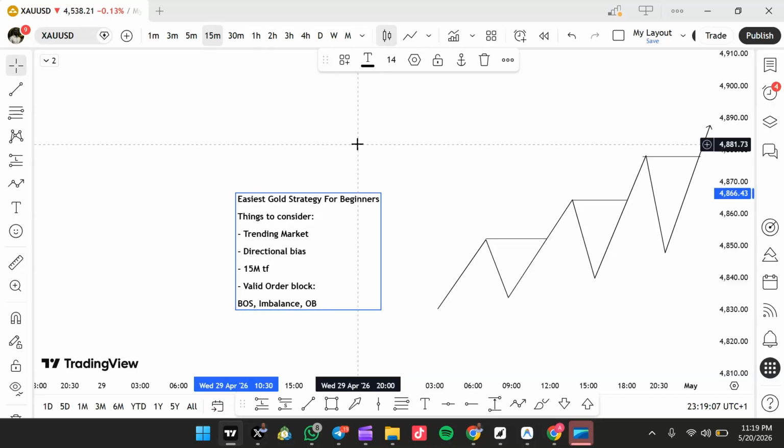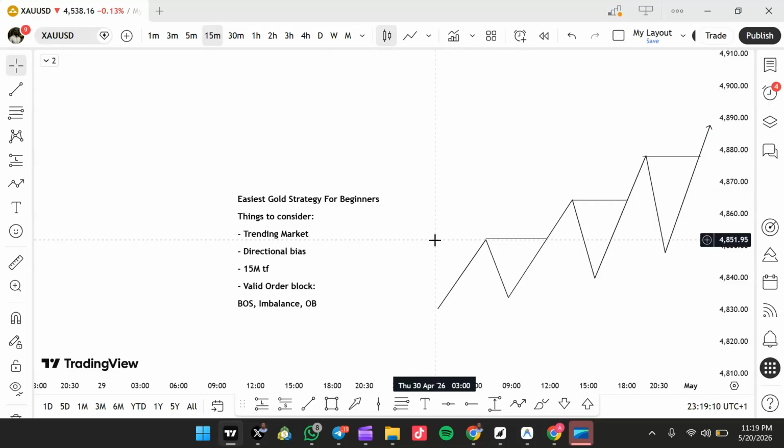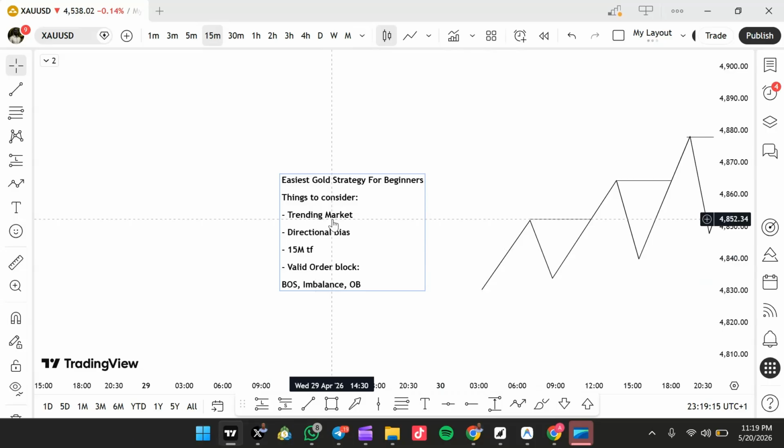I'm going to show you all these things on the chart live. So guys, let's go to the live chart. But take note of all these things: identify the trend of the market, directional bias, the 15-minute time frame, and a valid order block. So let's go to a live chart.